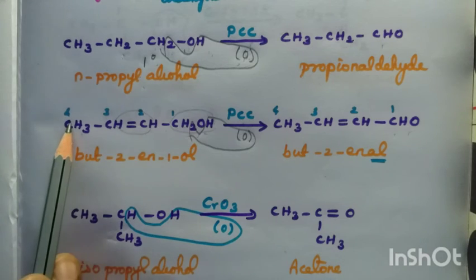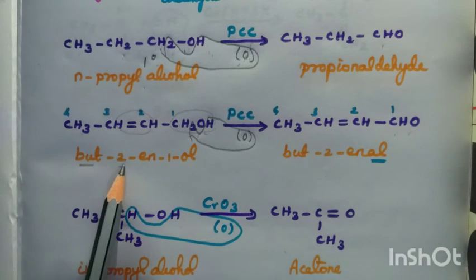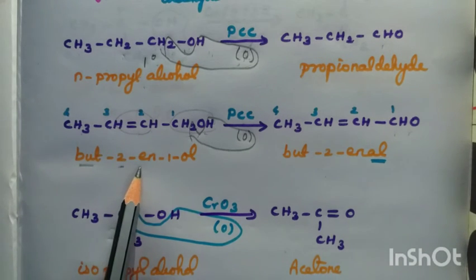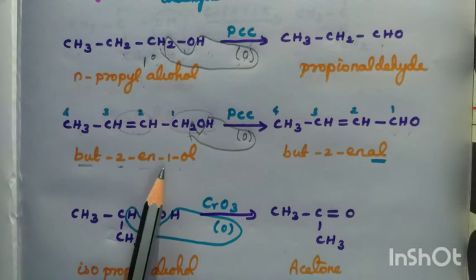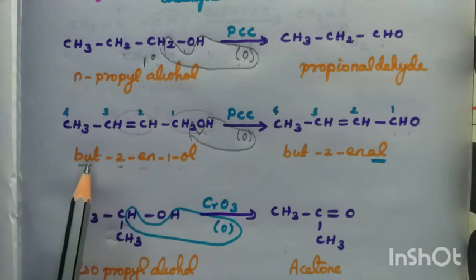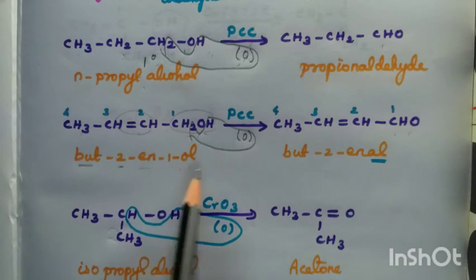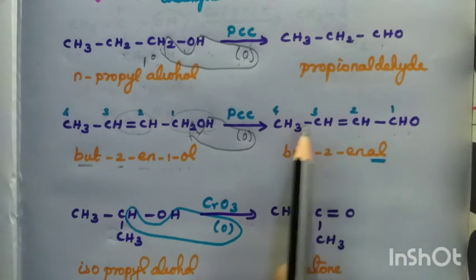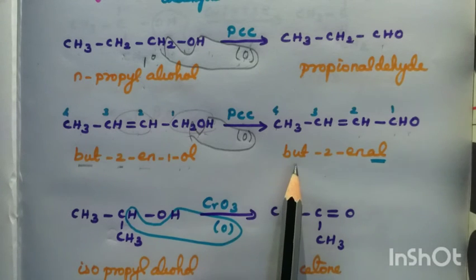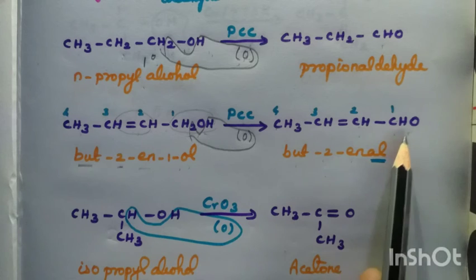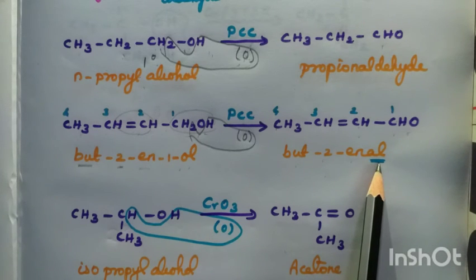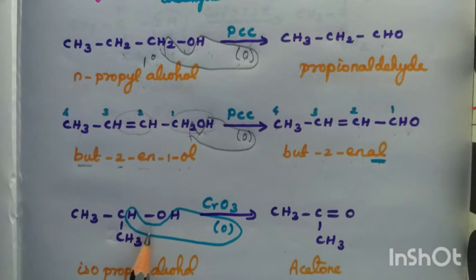1, 2, 3, 4, four carbons are there, so but. At the second carbon we have a double bond, so ene. The alcohol is but-2-en-1-ol. Now, for the product, it is the same four carbons, but, second carbon has a double bond, so 2-ene. Aldehyde is there, so al. Next, secondary alcohol with CrO3.